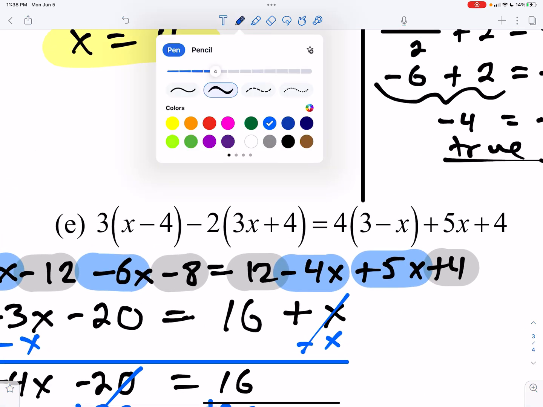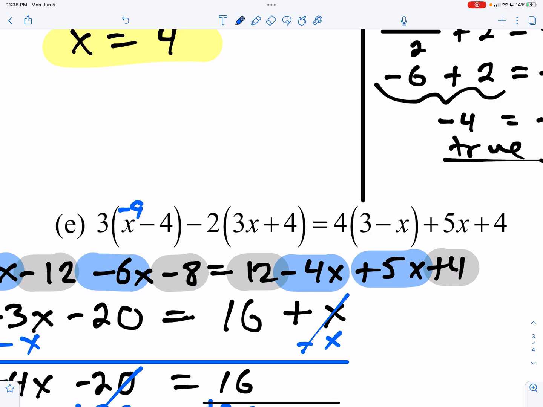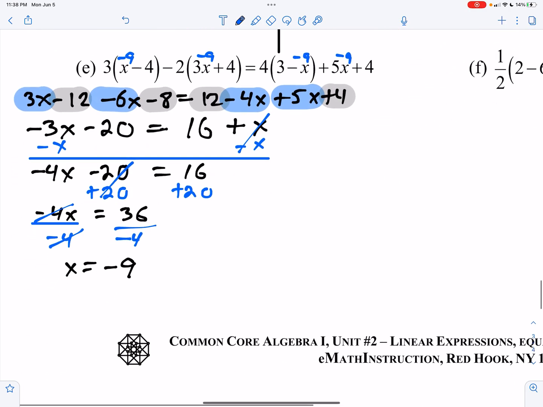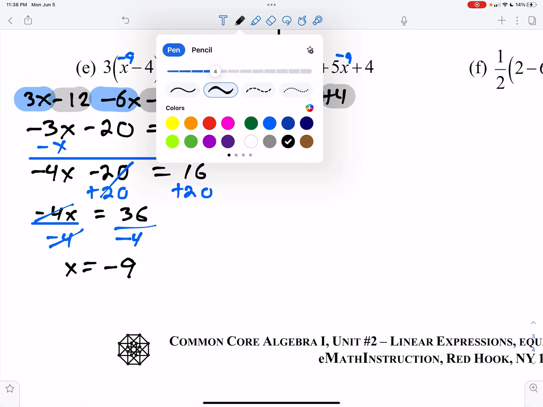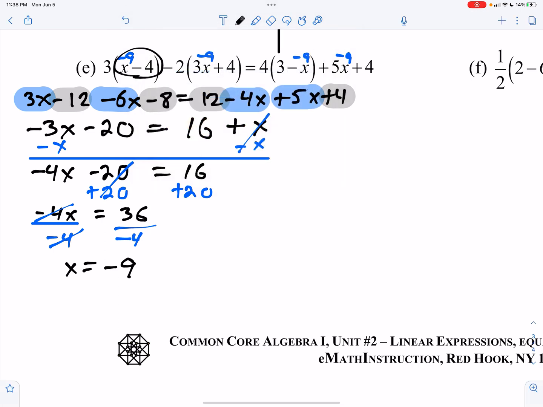Okay, if I were to plug in -9 here, here, here, and here, what do we get? So I'm going to evaluate that down here, where I have room. Okay, so on the top we have -9 minus 4, that's -13, so we have 3 times -13, and then minus 2. And right here, you're going to go 3 times -9, which is -27, plus 4.